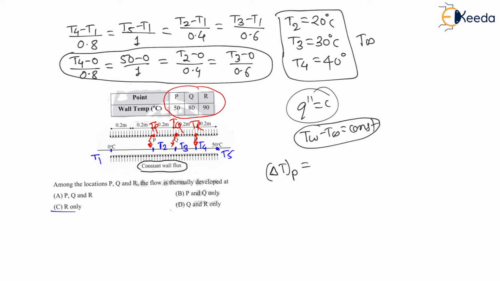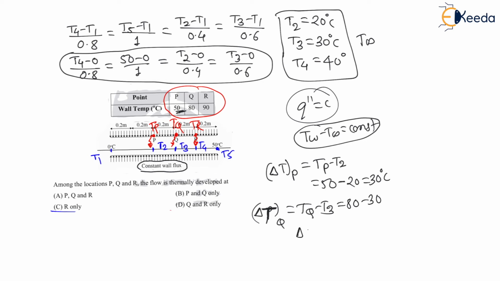Now temperature difference at P, between wall and fluid, will be Tp minus T2. And my dear students, Tp is given 50 degrees Celsius, therefore it is equal to 50 minus T2, which is 20, is equal to 30 degrees Celsius. Right. Again, temperature difference at Q, del T at Q, is Tq minus T3. Now Tq is 80, T3 is 30. Therefore 80 minus 30, the temperature difference at Q will be equal to 50 degrees Celsius.